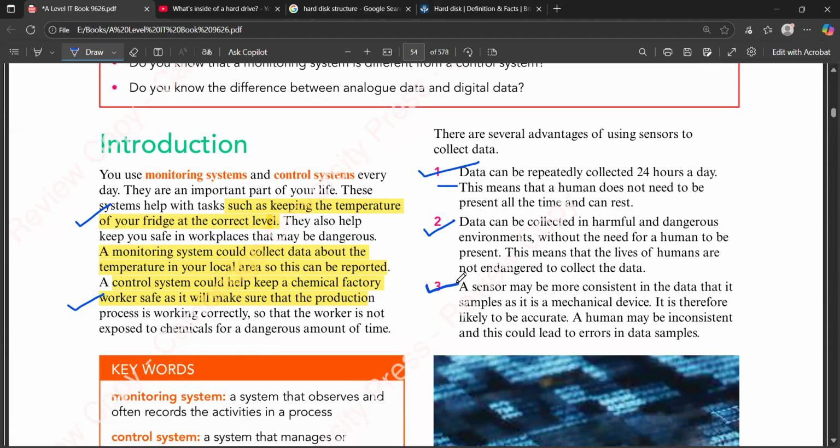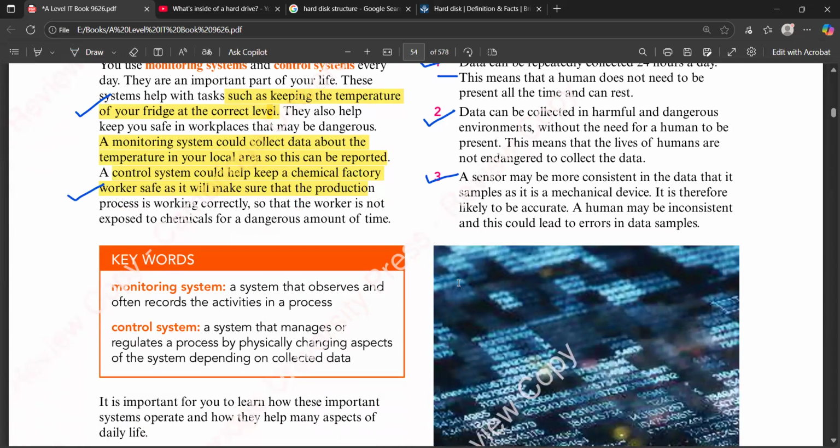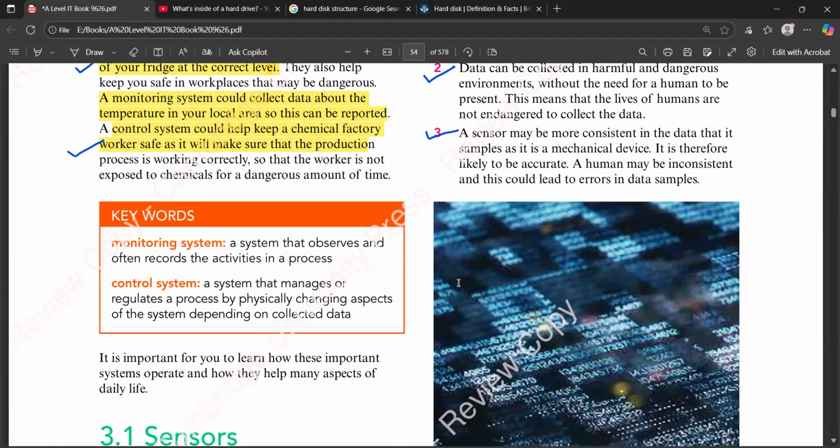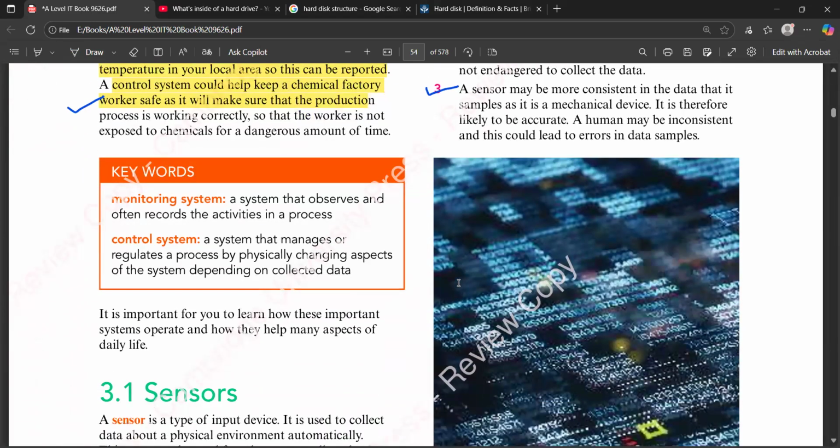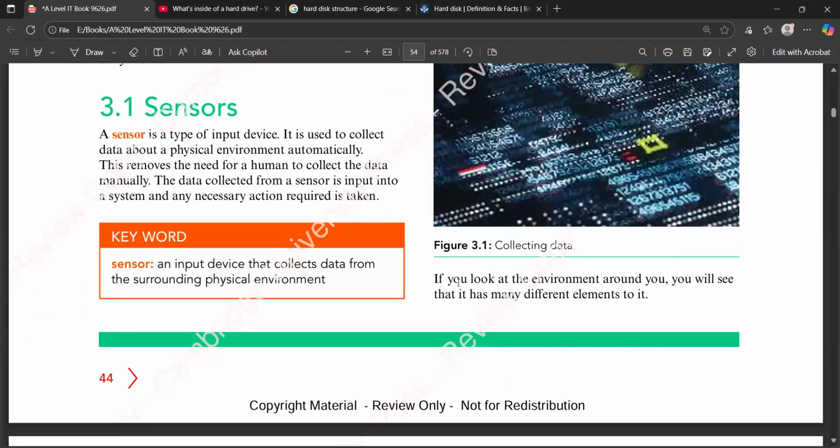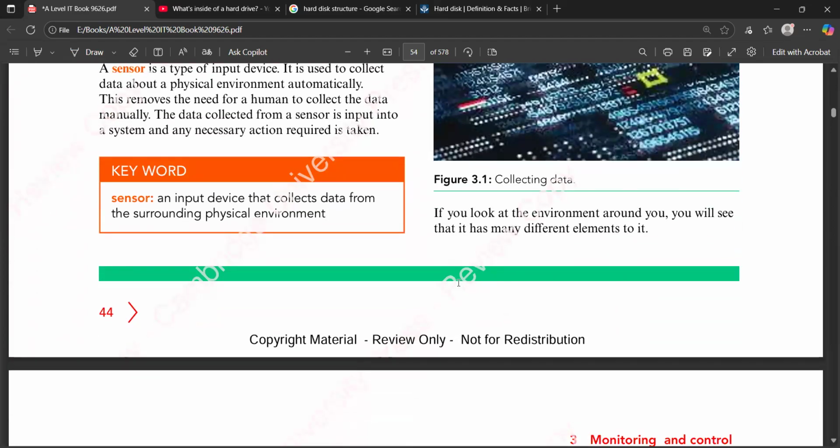The third part is the sensor. A sensor may be more consistent in the data that it collects as it is a mechanical device. So it is therefore likely to be accurate. A human may be inconsistent, so this could lead to some errors, but a sensor is always consistent because it has the computing abilities.